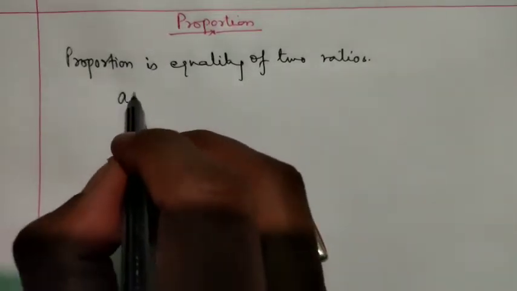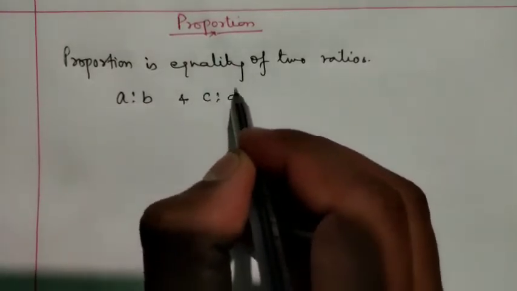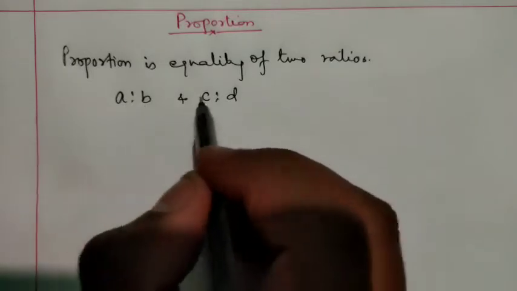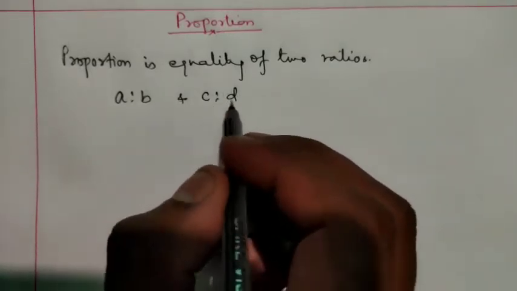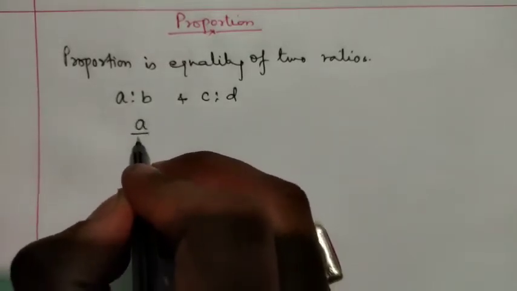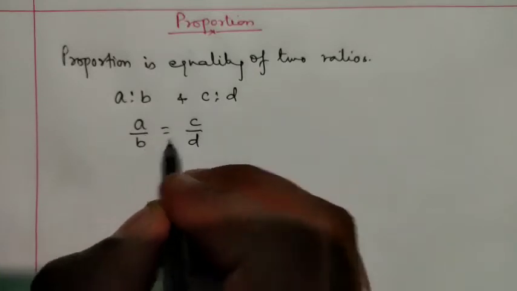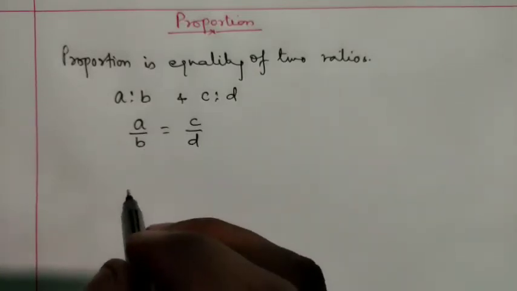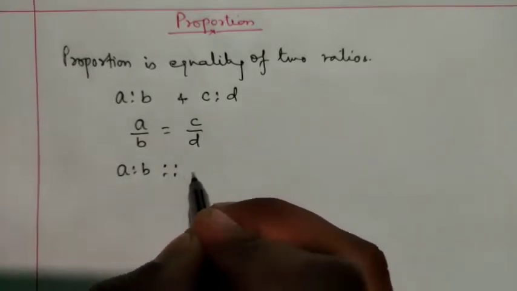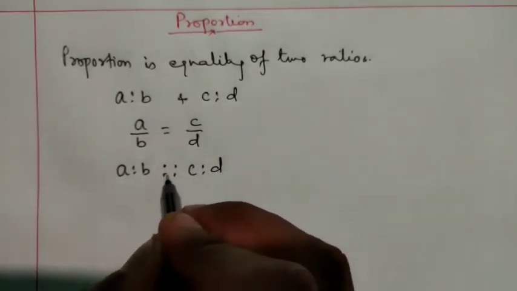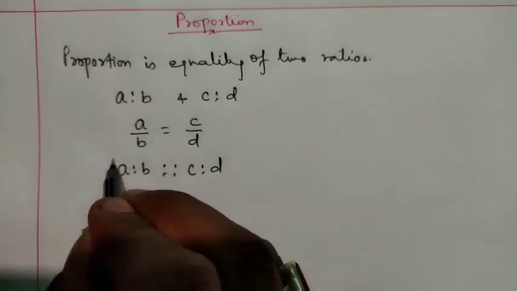Suppose first ratio is A is to B and second ratio is C is to D. If the value of these two ratios are same, then we can say that both the ratios are in proportion, like this: A by B equal to C by D. Then these two will be said as in proportion. We can write like this also: A ratio B, C ratio D. This is the sign of proportion, 4 dots. This is the sign of proportion.